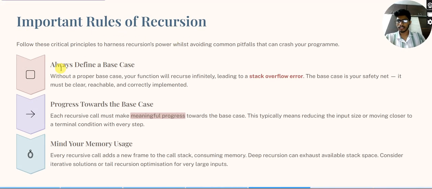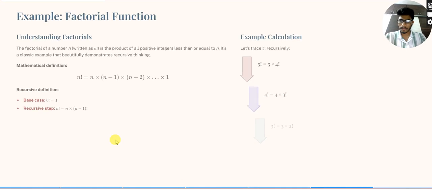Important rules of recursion. We always need to define a base case. If we do not define a base case, there is a chance of stack overflow. If we do not give a base case, it will keep calling itself and the recursive part will keep running. There will be no end. Progress towards the base case. Also mind your memory usage; there should be a limit for the memory usage.